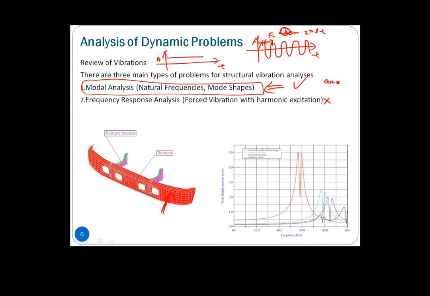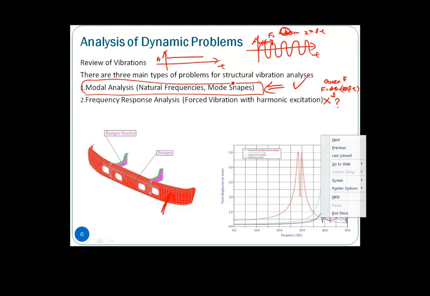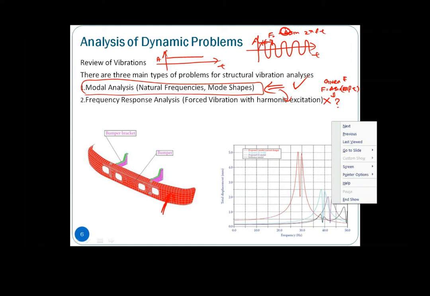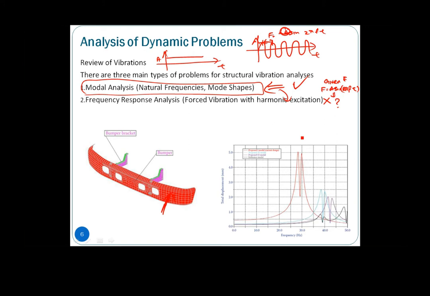So given our F, F equals A sine of 2 pi FT, what is my X? What is my response? How to do that? You have to consider the effect of frequencies. In that case, the result of the modal analysis is very important. So we have to include the result of this modal analysis to determine the X, the harmonic response. From the harmonic response itself, it will create what we call the frequency response results.